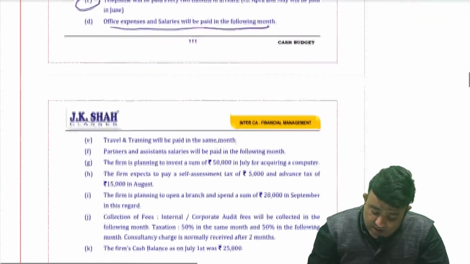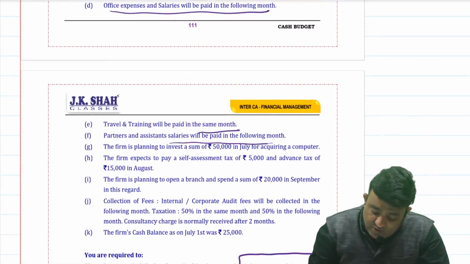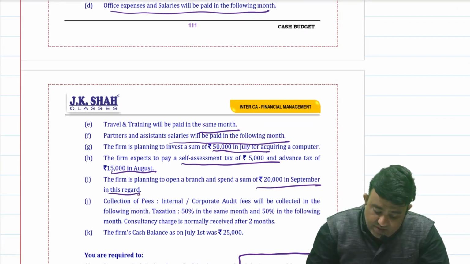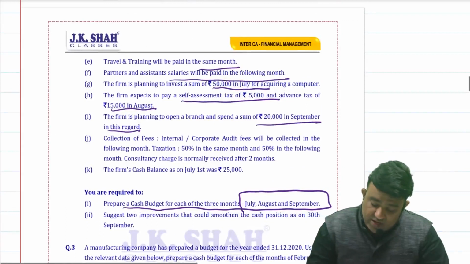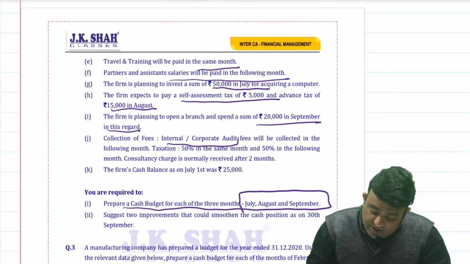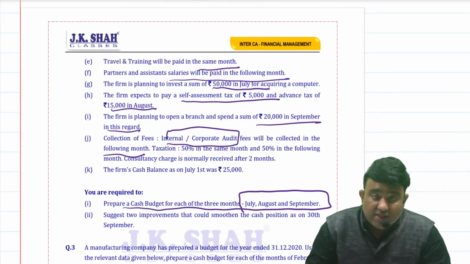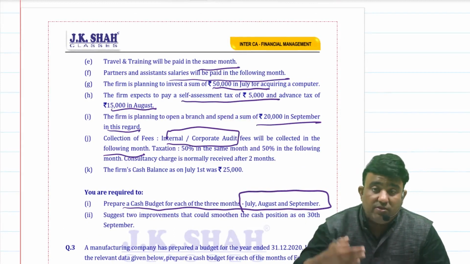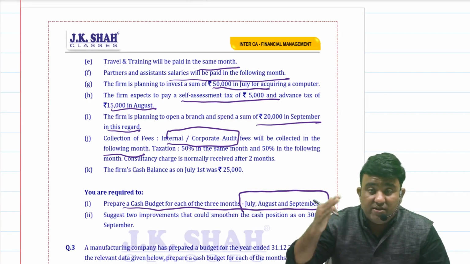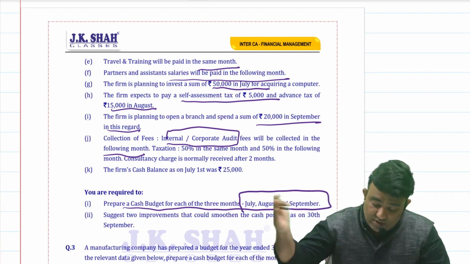Following month, same month, say following month. Now 50,000 again in July, jackpot. 20,000 of tax in the month of August, 20,000 in September. These are the direct effects. No credit terms required. Student, collection of fees, audit fees will be collected in following month. Matlab, it's a 1 month credit. That is, April fees will be collected in the month of May. May will be in June and so on.